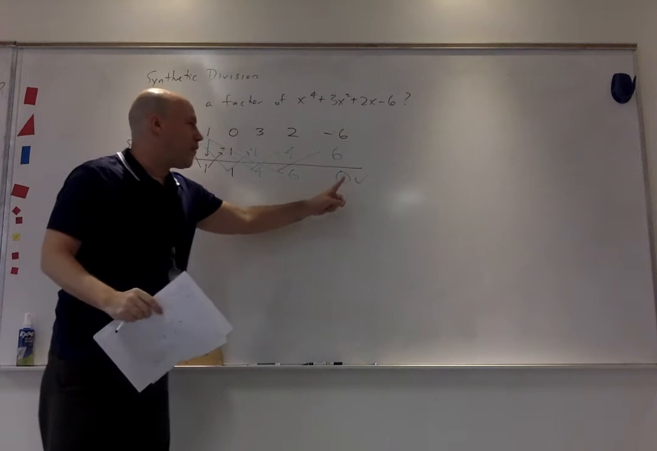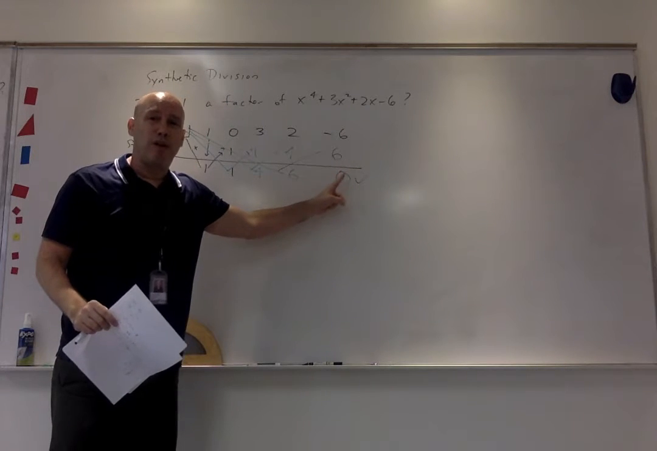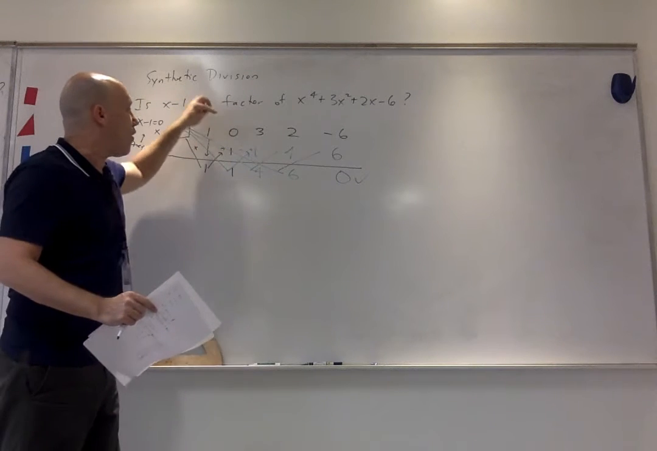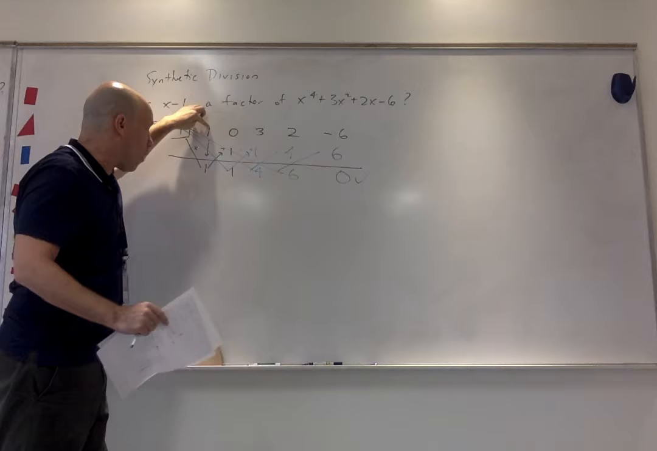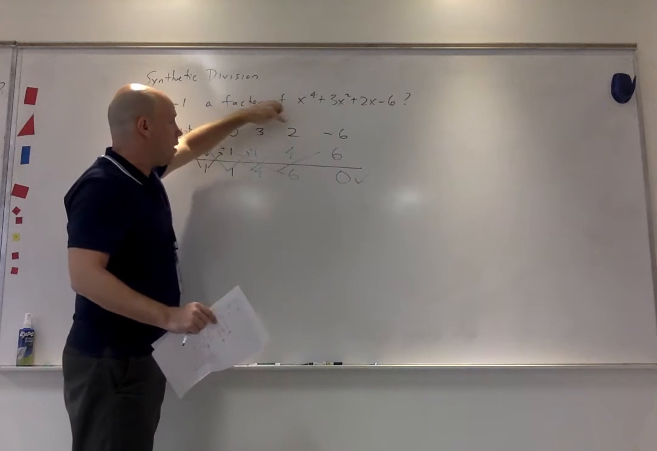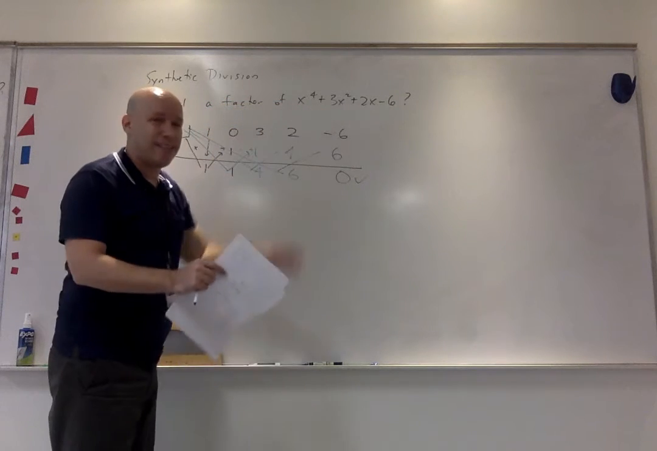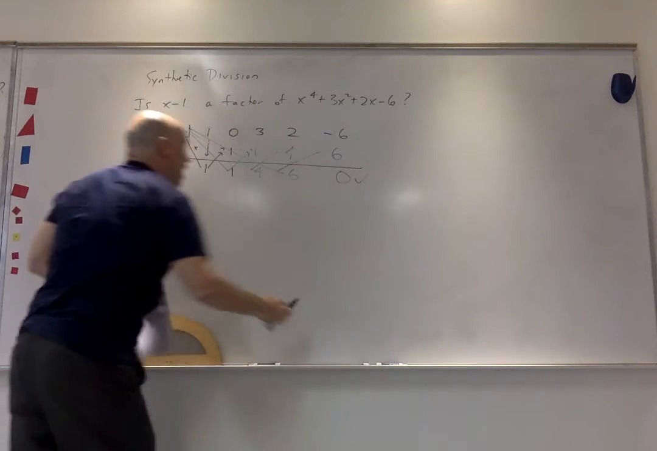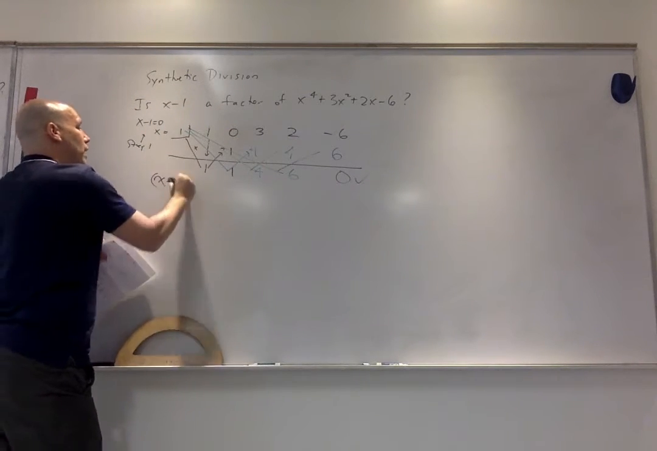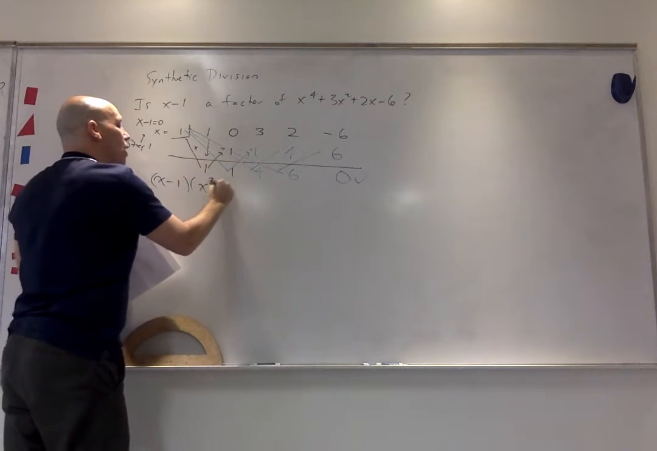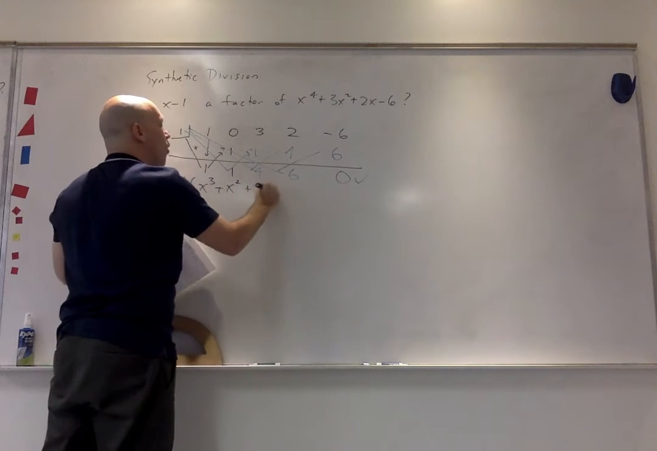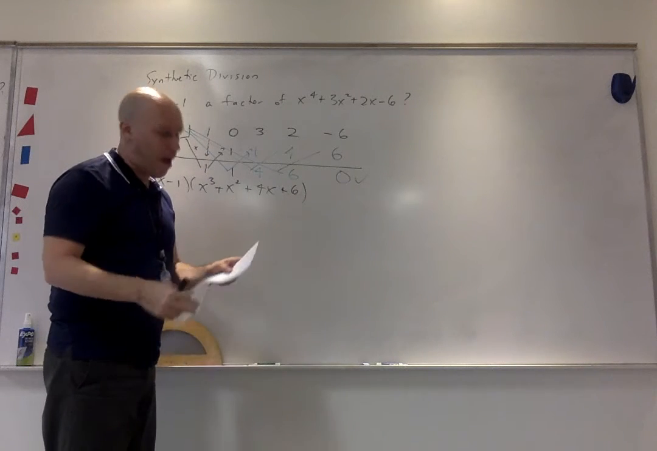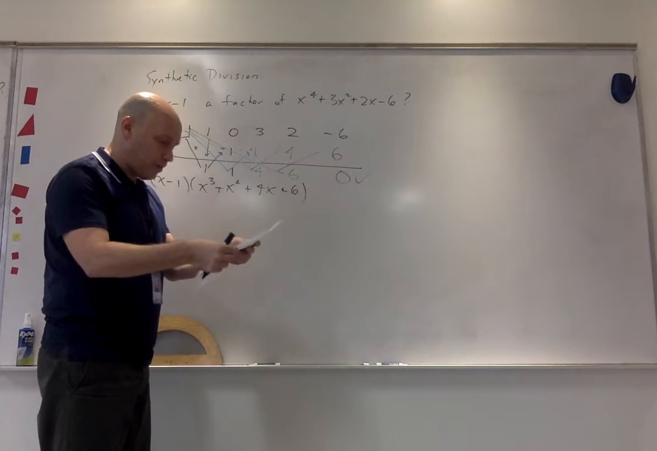Nice. Because you have a 0 here, you have a remainder. It's a remainder of 0. That means x minus 1 is a factor of x to the fourth plus 3x squared plus 2x minus 6. And you have the reduced polynomial right there: x minus 1 times x cubed plus x squared plus 4x plus 6. Yes, so much better. Let's try another one.